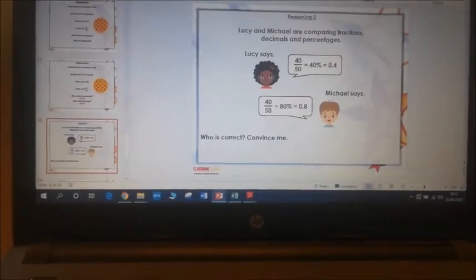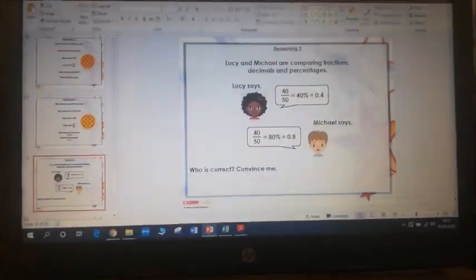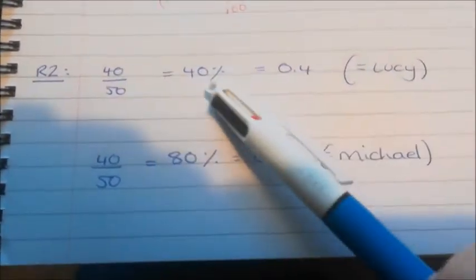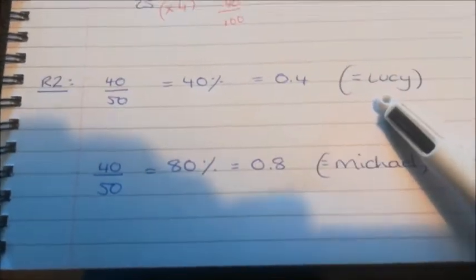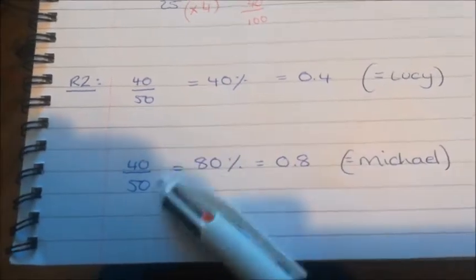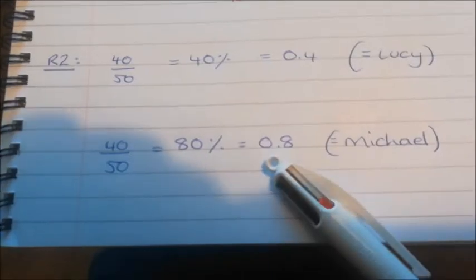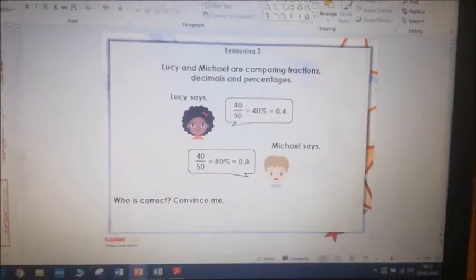Reasoning 2. This is the one that I just want to look at before we get going this morning. So it's got 40 over 50 is equal to 40% and equal to 0.4. That's what Lucy has said. Then we've got Michael saying 40 over 50 is equal to 80%, which is equal to 0.8. Question says, who is correct and convince me?